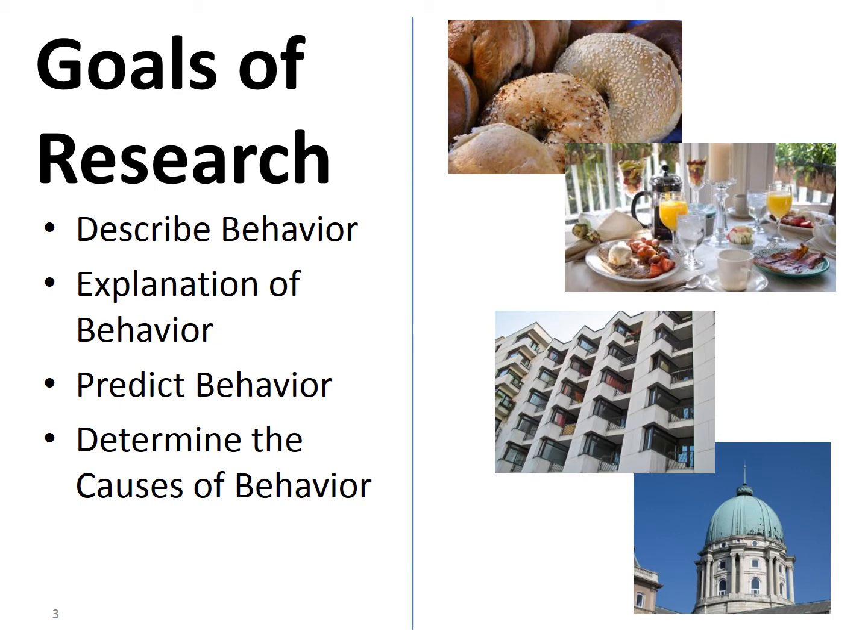In the case of research, we tend to talk about 4 types of goals: describing behavior, the basic what happened and/or when; explaining behavior, the why; predicting, getting into more of this and that happen together; and determining causes, being able to say if, then.